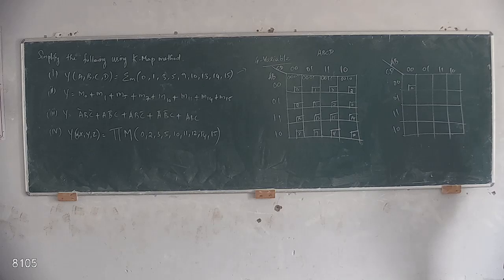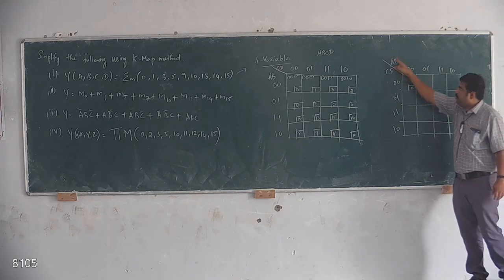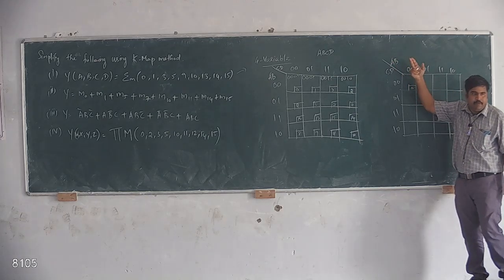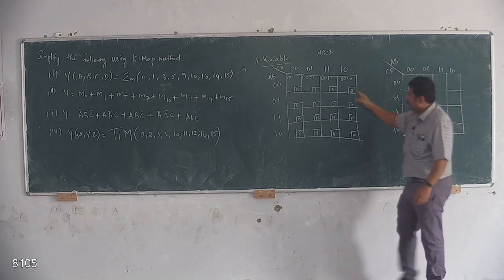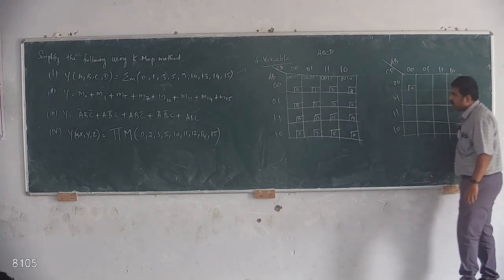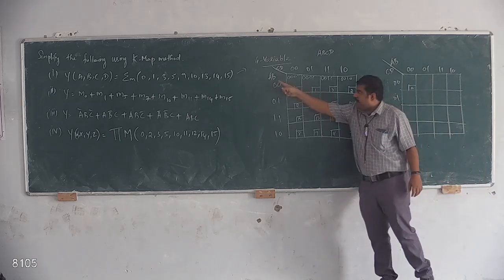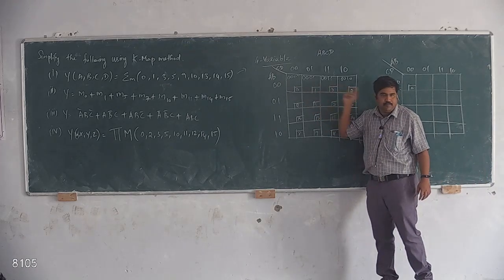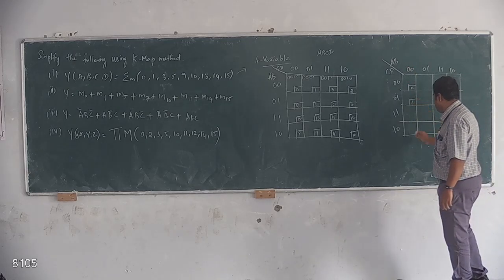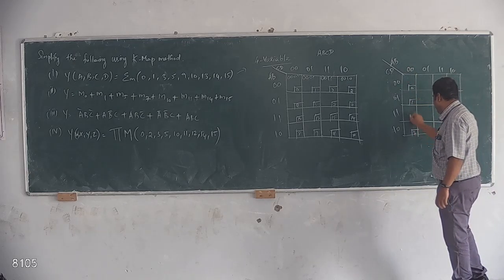Any doubt in this? So I have changed the variable AB to the topmost position. So there will be a change in the decimal values also. If I am writing AB here, it will come row-wise. If I am writing AB here, it will come column-wise. That is the only difference. Be careful while writing this.